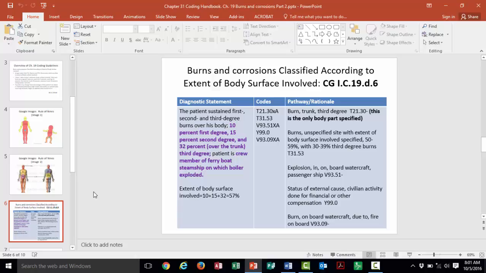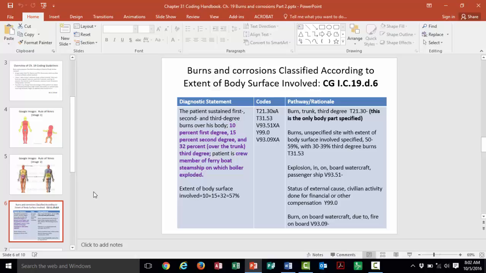10% first degree, 15% second degree, 32% third degree. 10 plus 15 plus 32 gives you 57%. 57% of this patient's body has some type of burn. So when you actually start coding it, we're going to code the third degree burn to the trunk, and then going to code the extent of body surface area. So I have the pathway here on the right that you can follow along and see how I'm getting that. I'm choosing the range that contains 57%, which in this case is 50 to 59%, with 30 to 39% third degree burns.